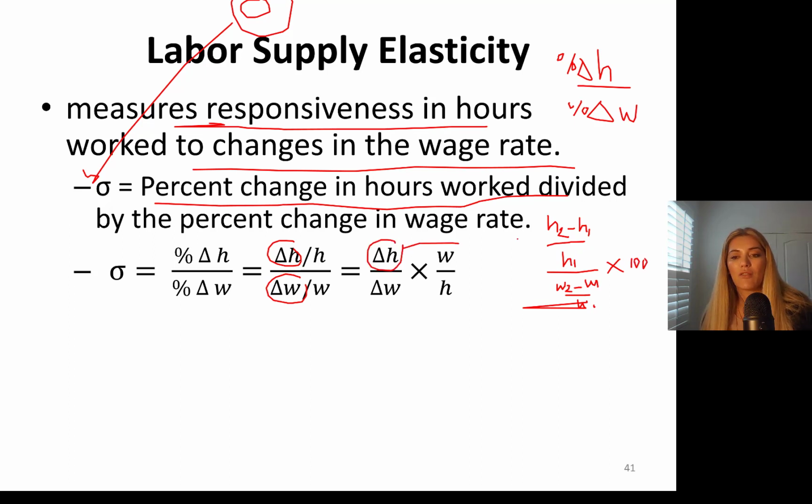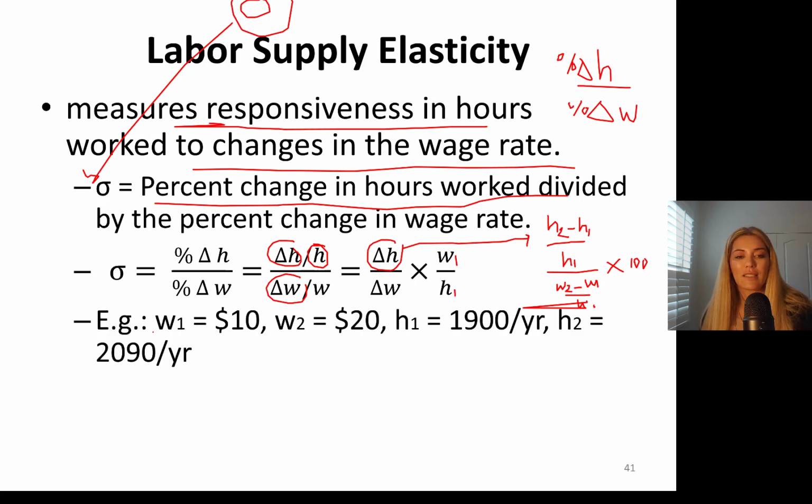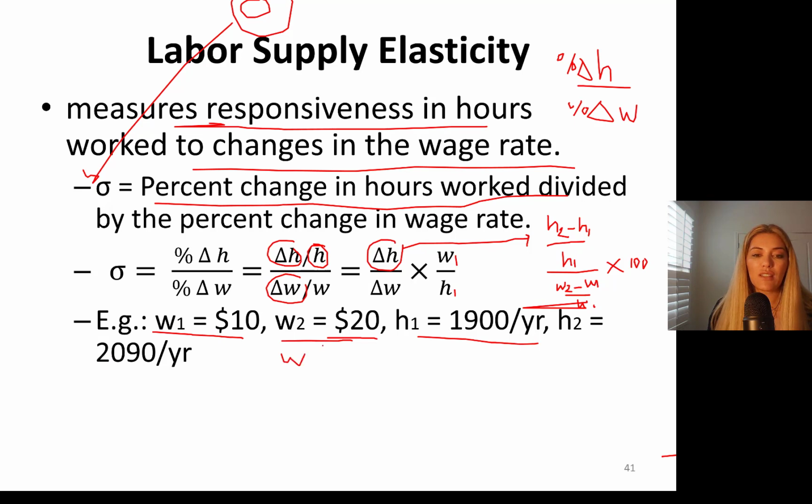Change in hours means final minus initial. H1 is the initial, right? So H2 minus H1, W2 minus W1. So let's calculate elasticity. For instance, what happens when the wage rate goes up from $10 to $20? When the wage rate was $10, you were working 1,900 hours a year. The wage rate went up to $20. Now you're working 2,090 hours per year. So wages went up and you are working more.